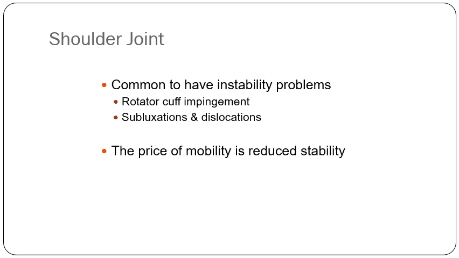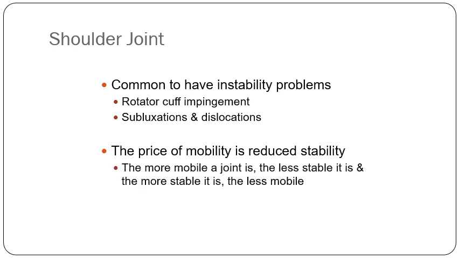Now again, we have a great amount of mobility at the shoulder. However, the price of mobility is reduced stability, meaning there's always a give and take. The more mobile a joint is, the less stable it tends to be. That's an important point to note, okay? If a joint is more stable, it's less mobile.